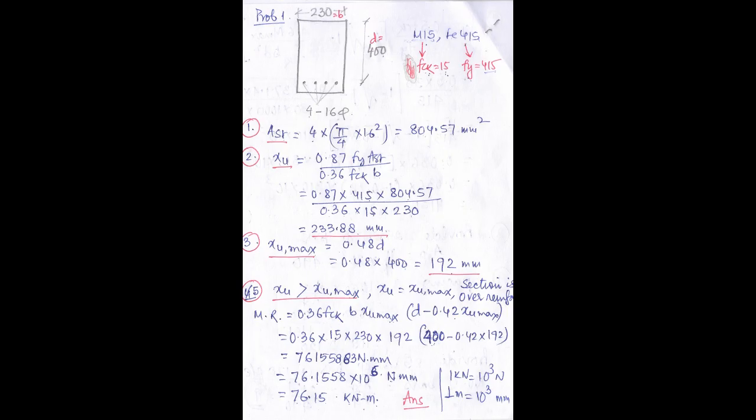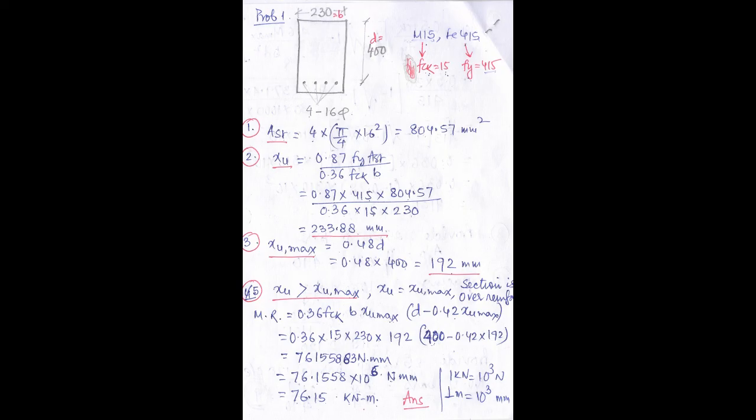Now what was our conclusion? There was either step 4 or step 5. So we have to first decide which step we should go for. Compare the value of Xu and Xu max. Here we can see Xu is greater than Xu max, meaning 233.88 is greater than 192. So here the section is over reinforced, and in that case we have to take the value of Xu equal to Xu max. Now what was the formula? This formula you have to remember.